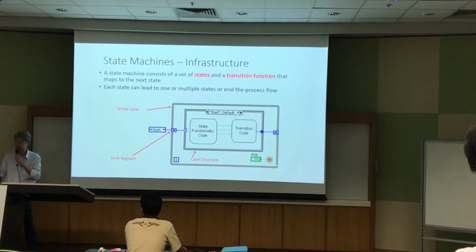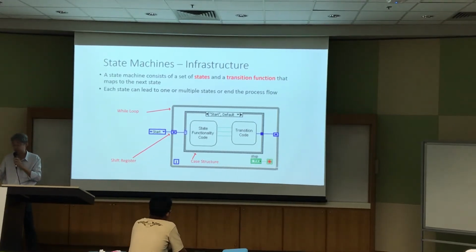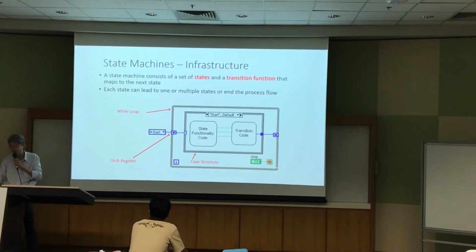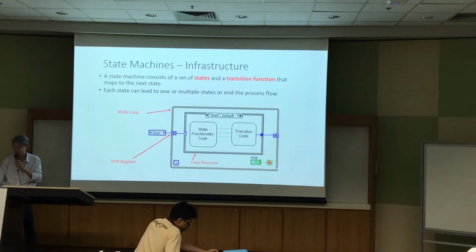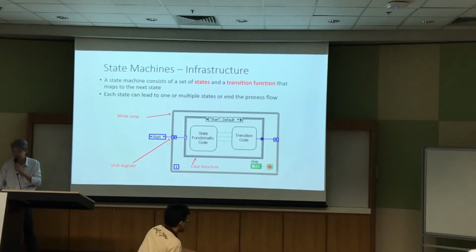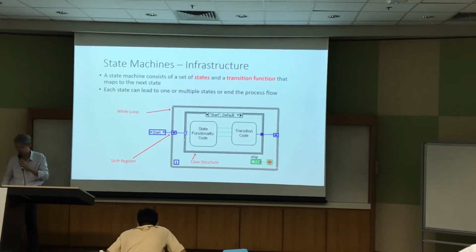Okay? So this is a state machine, and you guys are using it for the team projects. So please remember all the various parts that make up this state machine, namely the while loop, the case structure, the enum, and the shift register. Alright?